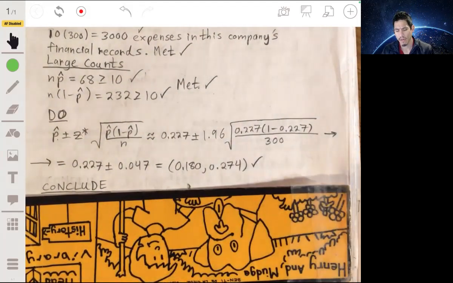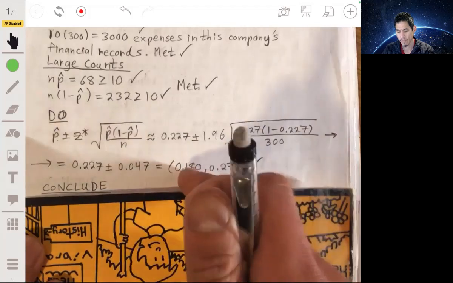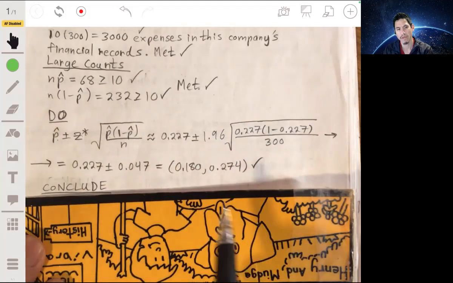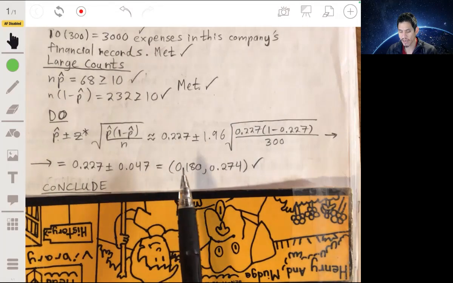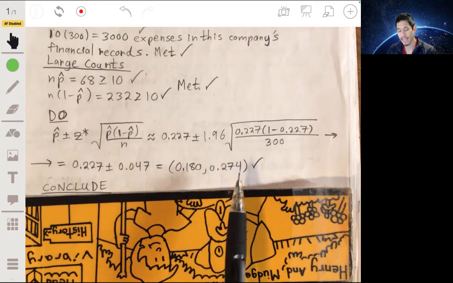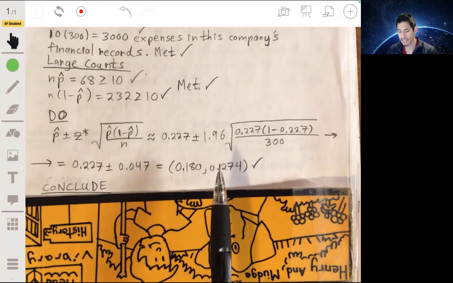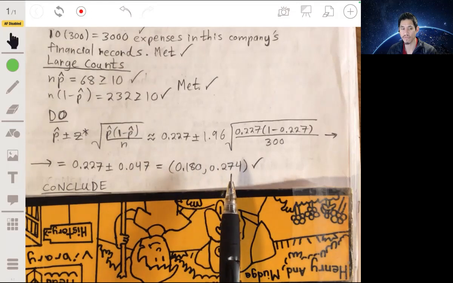All right. Then we conclude. A little different, but just always be thinking when you're working on this stuff, because you don't want to make a brain fart mistake, or silly mistake, I'll say. So our conclusion is that we're 95% confident that the true proportion p lies anywhere from 0.18 to 0.274.